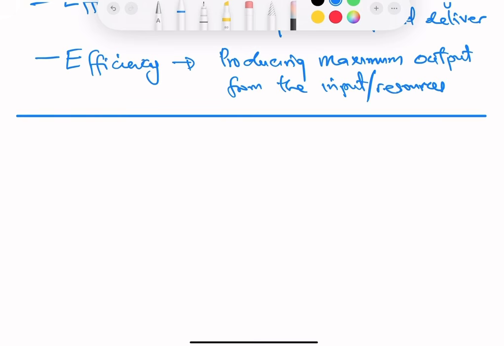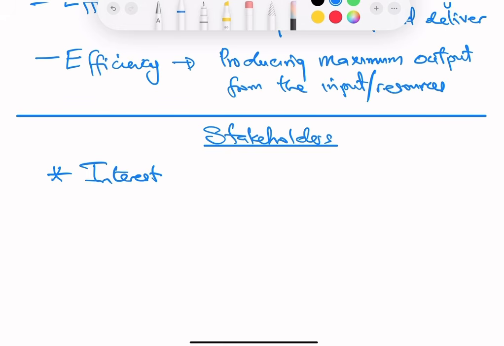Lastly, for section A is stakeholders that I'm going to look at. Stakeholders. And who are stakeholders? That's first thing you need to know. What is the meaning of stakeholders? Stakeholders are just a group of people or company that has interest in the company, or they are impacted by the company's activities.